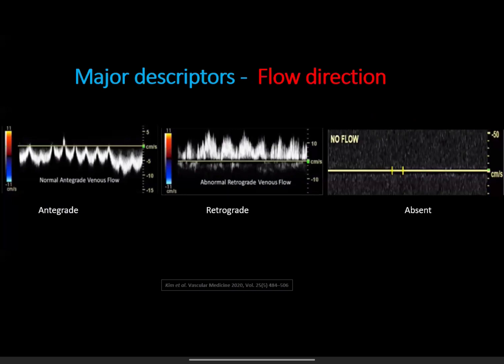Now, let us understand the spectral patterns. So direction: this is the normal antegrade direction, when the vein is showing flow from proximal to distal, away from the probe, blue direction. This is below the baseline. It is a normal antegrade flow towards the heart. When there is retrograde flow, the flow is towards the probe, above the baseline. When there is no flow, we cannot elicit a spectral waveform.